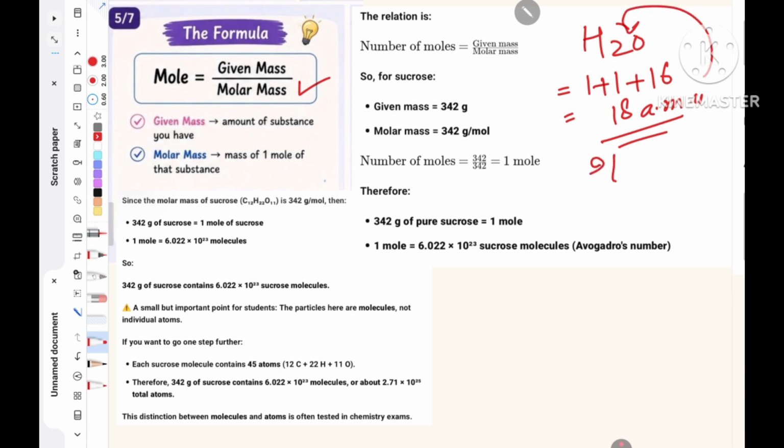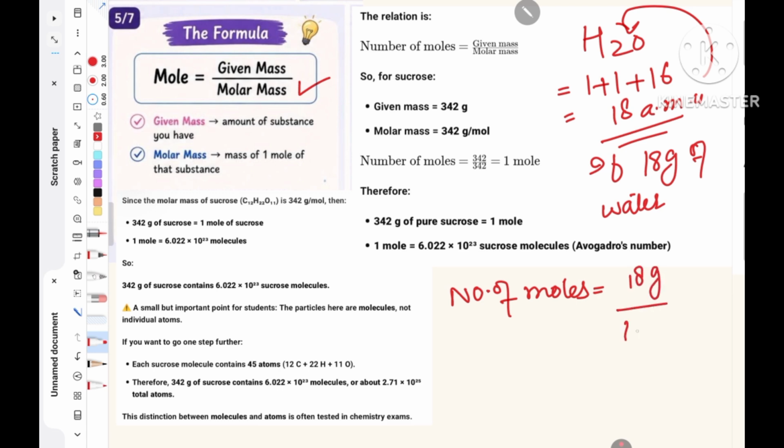But if you take 18 gram of water in a measuring cylinder, then the number of moles is equal to given mass 18 gram over molar mass 18 gram, which is equal to 1 mole.